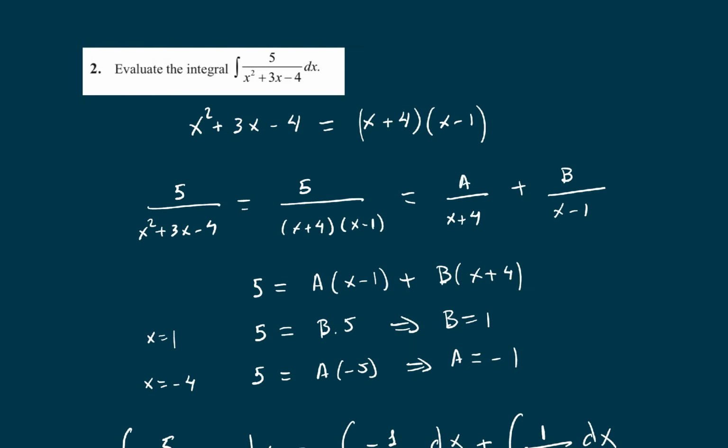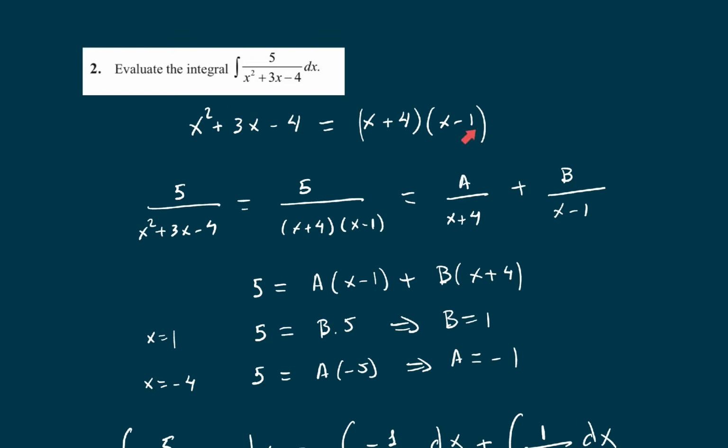To use partial fraction, we need first to factor the polynomial. Not always you can factor a polynomial. Indeed, it's difficult to factor a polynomial. If the polynomial is of 4 degrees, you don't know how to factor it. But this polynomial is easy to factor. It's x plus 4 multiplied by x minus 1.